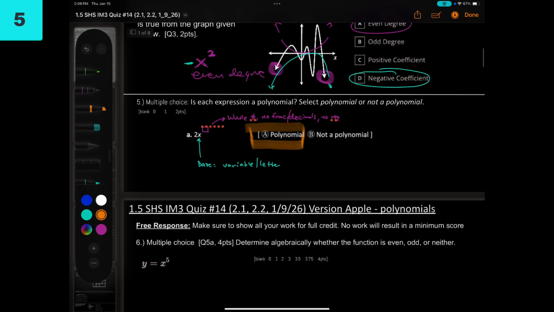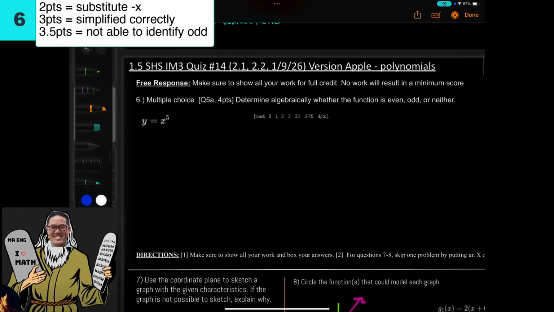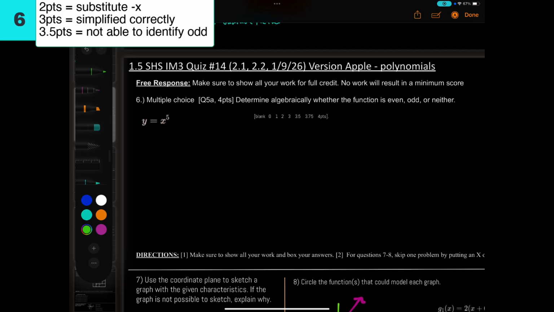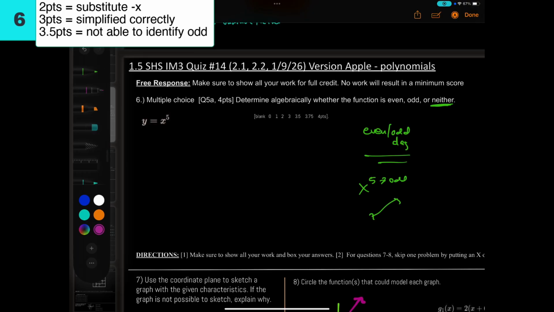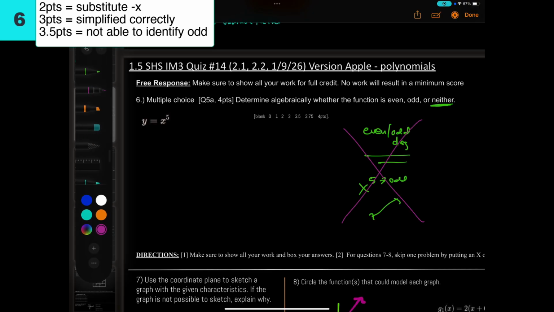Let's go to the back side. Okay, this problem, test or determine algebraically whether the function is even, odd, or neither. This will tell you that it's not about even, odd degree. So even, odd, degree, which a lot of you guys did, which was wrong, is then you're saying, well, x to the fifth is an odd, and then you're like arrows. This is not dealing with that situation. It's talking about, with the word neither, it's talking about symmetry.